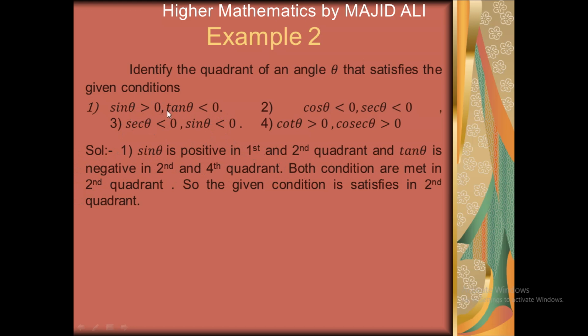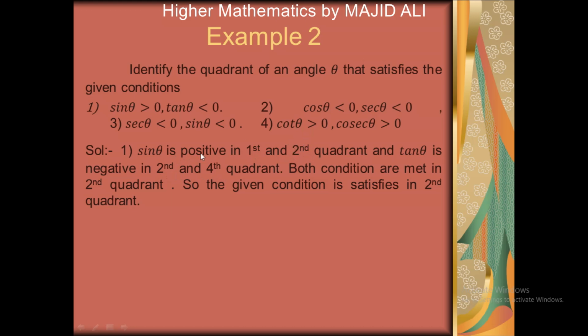In the first and second quadrants sine theta is positive, and tangent theta is negative because tangent less than 0 means tangent has a negative value. Tangent is negative in the fourth and second quadrants. So check this: it is 1 and 2, and this is 2 and 4, where both conditions are satisfied in only the second quadrant.